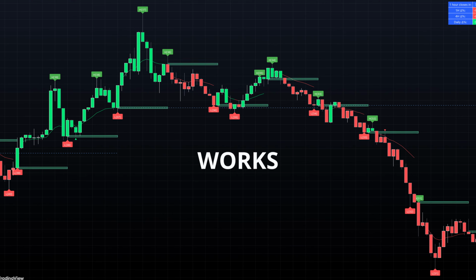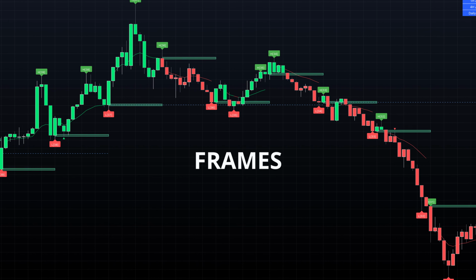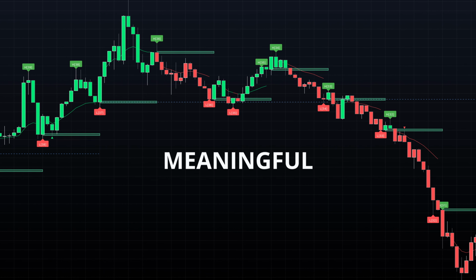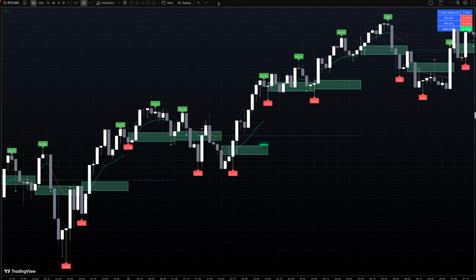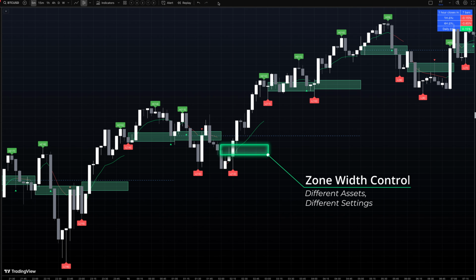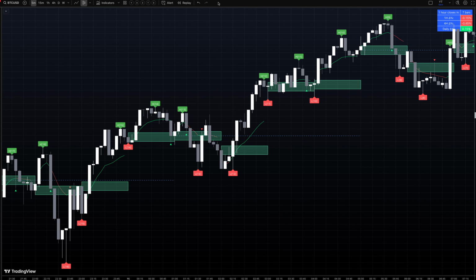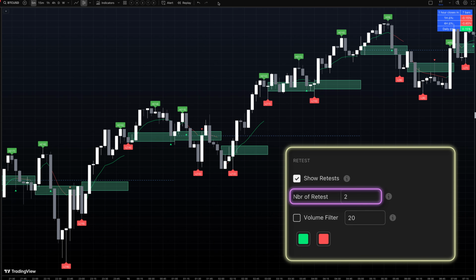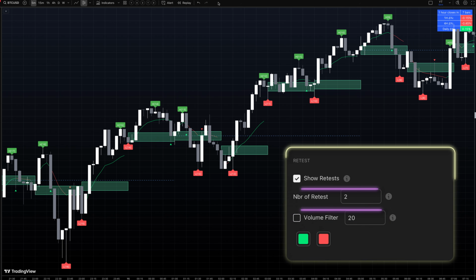Strategic implementation works best on 1 to 5 minute timeframes, where the hourly structure provides meaningful support resistance context. Traders can use zone width adjustments to accommodate different asset volatilities. The retest counter prevents overtrading by limiting signals per session, while volume filtering adds confluence for entry timing.